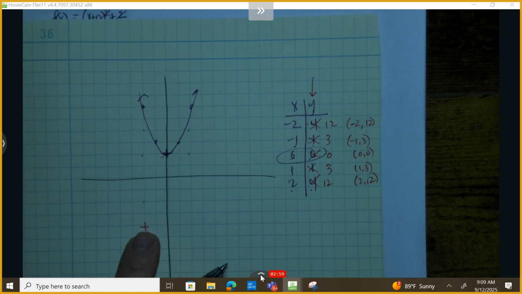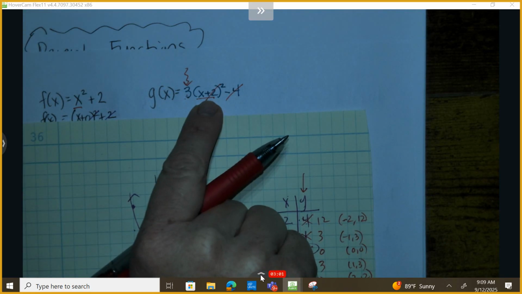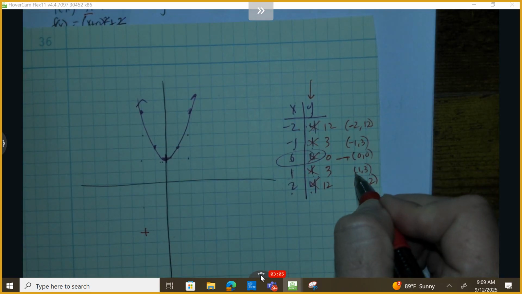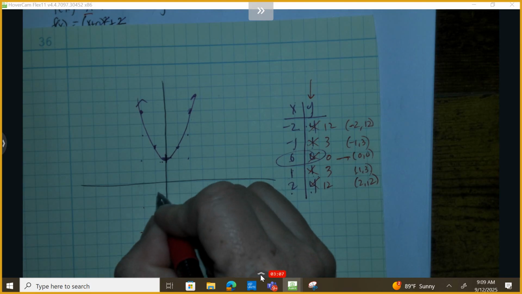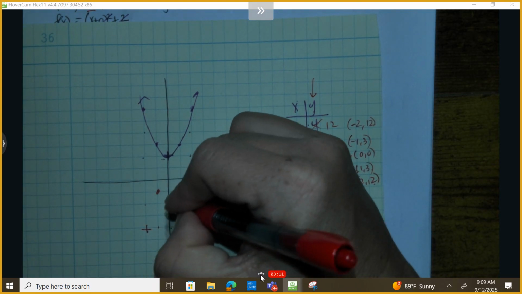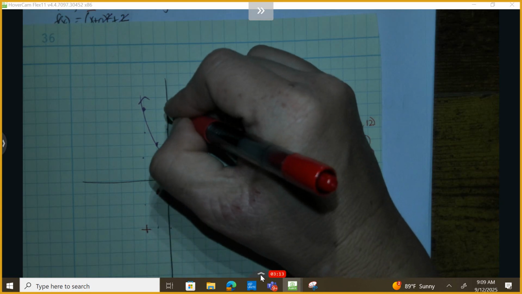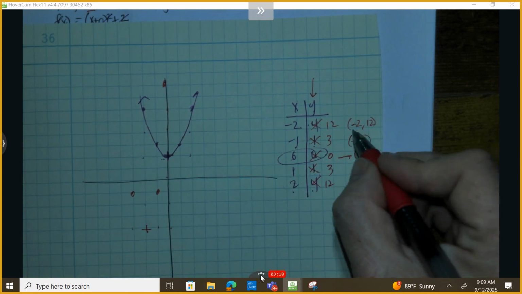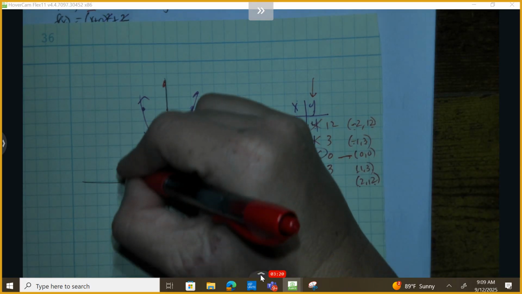So here's the point right down here. That's my starting point because I went left 2, down 4. I'm going to start here at the origin, and now I'm going to go right 1 and up 3 from this point. Right 2, up 12. 2, 4, 6, 8, 10, and 12. Then I'm going to go left 1 and up 3, and left 2 and up 12.